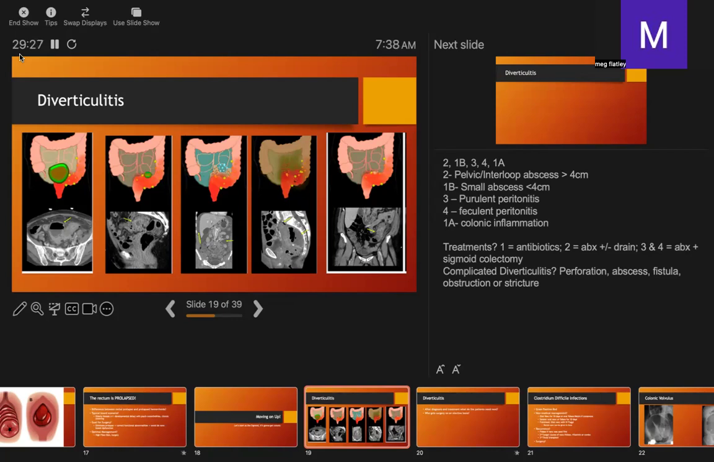So from 1 to 4, we talk about our Hinchey classification. 1A and 1B are inflammation of the sigmoid colon, plus or minus a small abscess. 1B would be an abscess less than 3 centimeters, so a small associated abscess, or 1A, a phlegmon. 2 is sigmoid inflammation plus an abscess larger than 3 centimeters. 3 is sigmoid inflammation plus phlegmon plus or minus abscess with purulent peritonitis. And then 4 is feculent peritonitis.